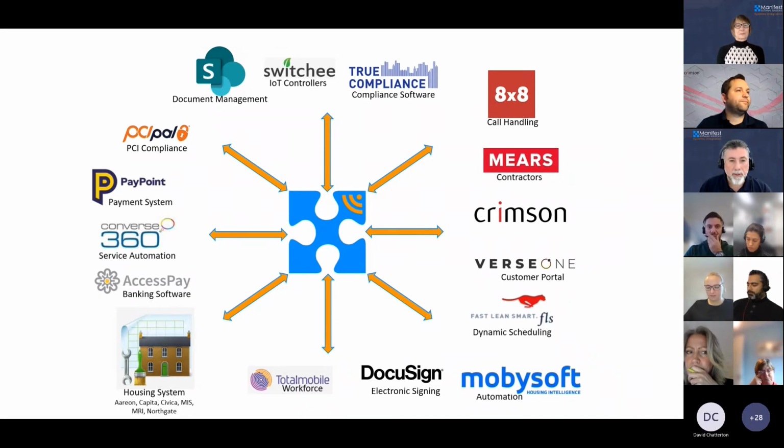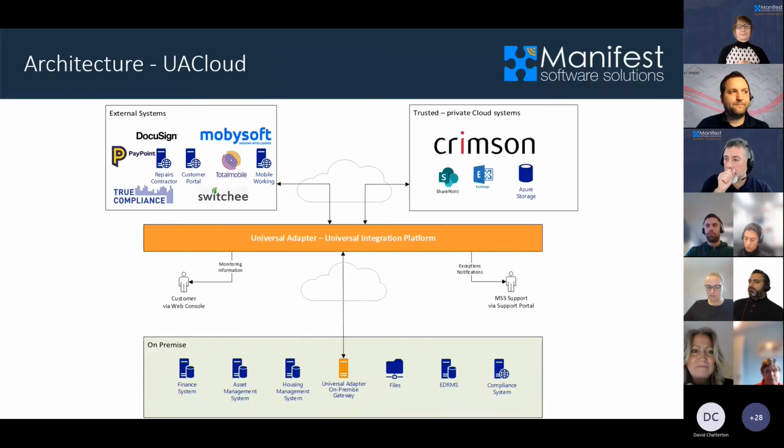We work with most of the systems that are actually in the housing sector. We currently integrate with every single housing management system. That's all the way from the smaller ones, the Rubiks, all the way up to NEC, Northgate systems. Now, the way we do that is we put in an Azure cloud layer generally. There's lots of different ways, and it depends on your strategy and your IT infrastructure.